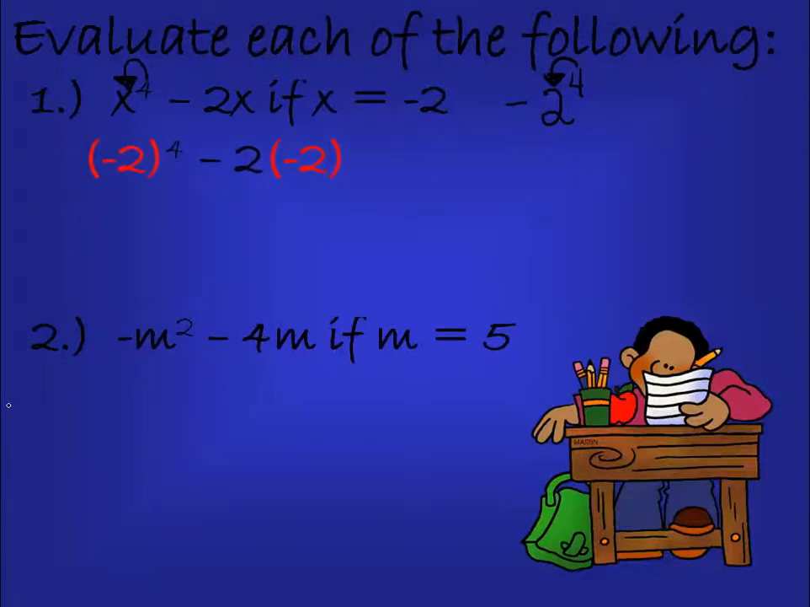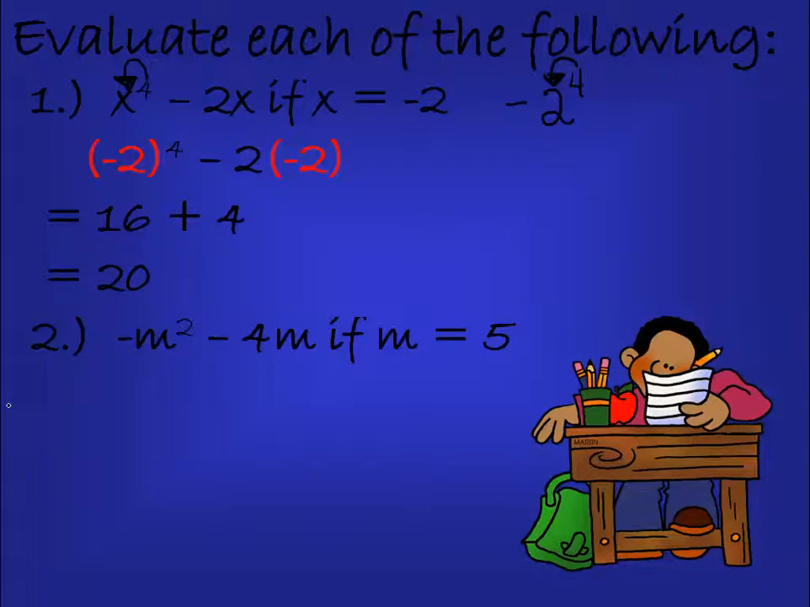In other words, my problem should look something like this. Negative 2 in parentheses to the fourth power minus 2 times negative 2. Now I want to evaluate my exponents, so I take negative 2 times negative 2 times negative 2 times negative 2. Since I have 4 negatives, or an even number of negatives, my answer will be positive, and that makes positive 16. Then we have minus 2 times negative 2. Treat this as two negative signs, which would make a positive 4, and we then have positive 16 plus 4, which would be a final answer of 20.